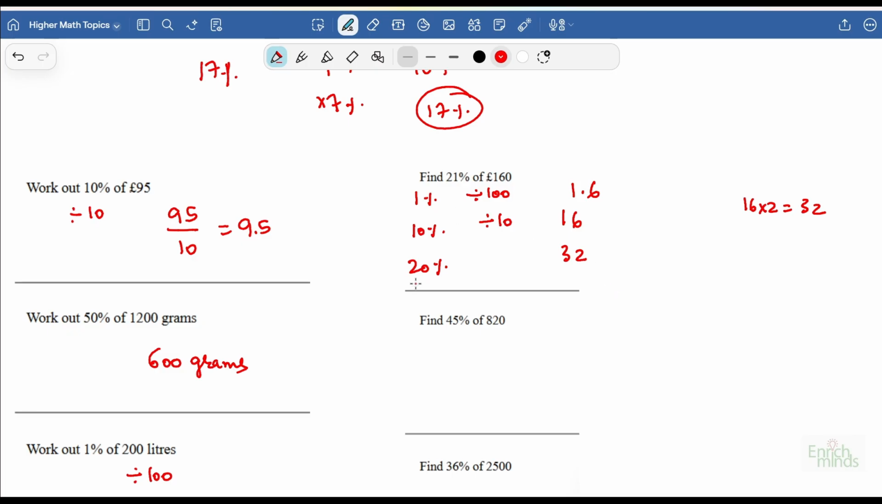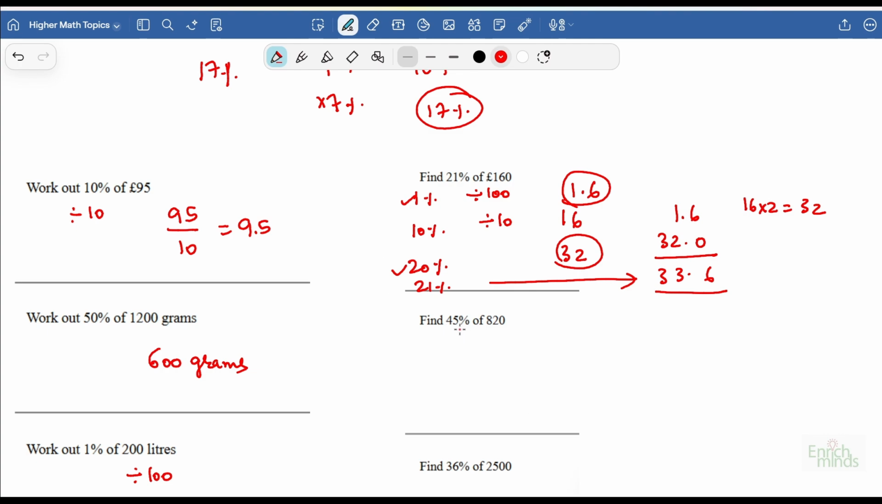So now to find 21%, I can add these two. So 1.6 is added to 32. So 1.6 and 32, when I add, I get 33.6. So that's the 21% of 160 pounds.